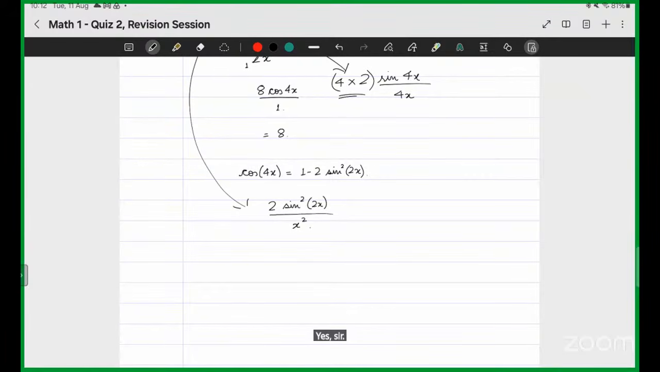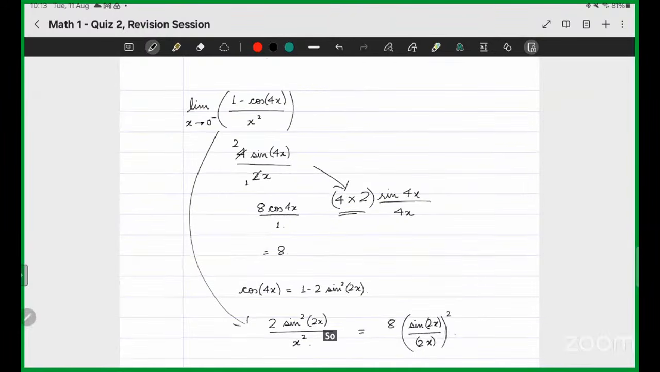Now I'll again multiply and divide by 4 to get 8 times sine 2x divided by 2x, whole squared. Then it goes to 1, and the answer is 8. This is also 8.